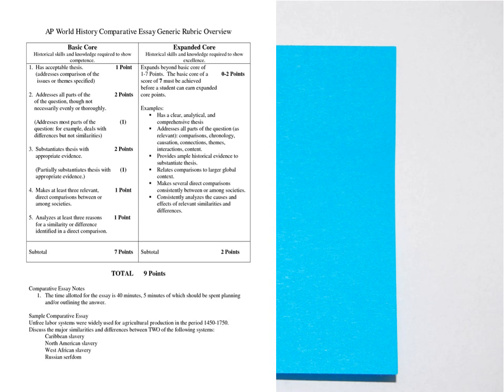And finally, analyze at least three reasons for a similarity or difference and identify a direct comparison. So understand why there are differences, understand why there are similarities. And the same thing with the expanded core is the analytical, comprehensive thesis where you have a lot of historical evidence. Those extra 2 points are like if you write really well and you're very in depth. That's basically what the 2 points are.